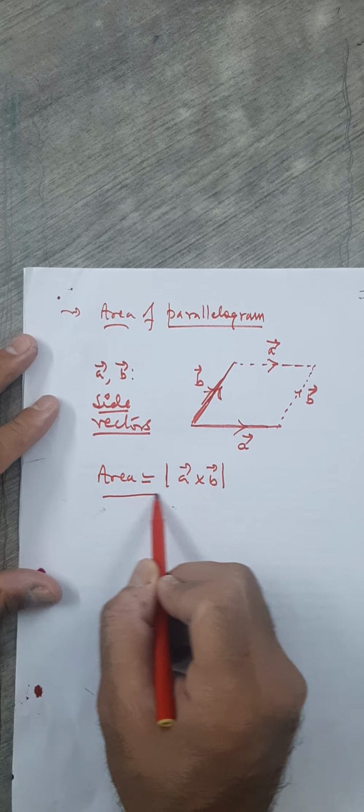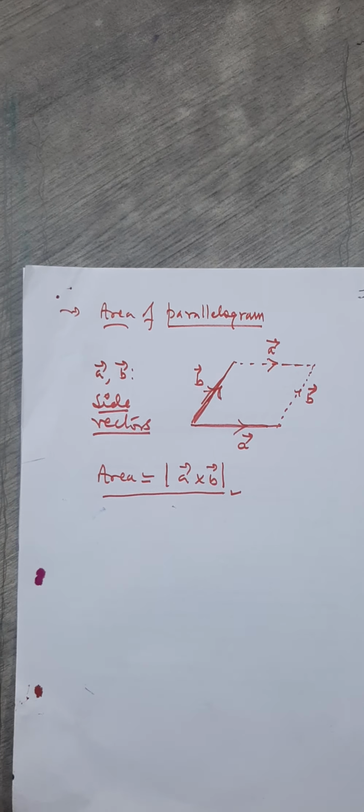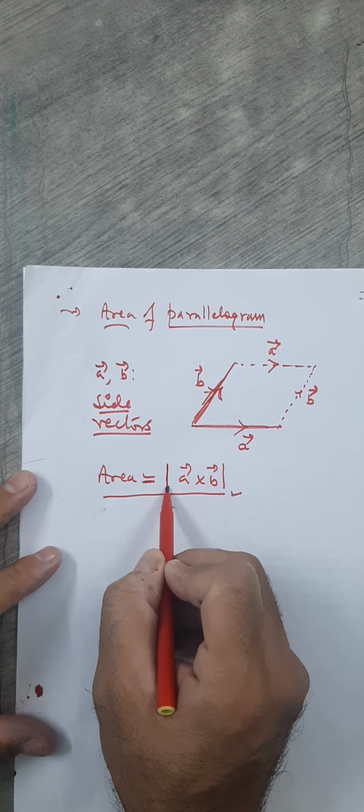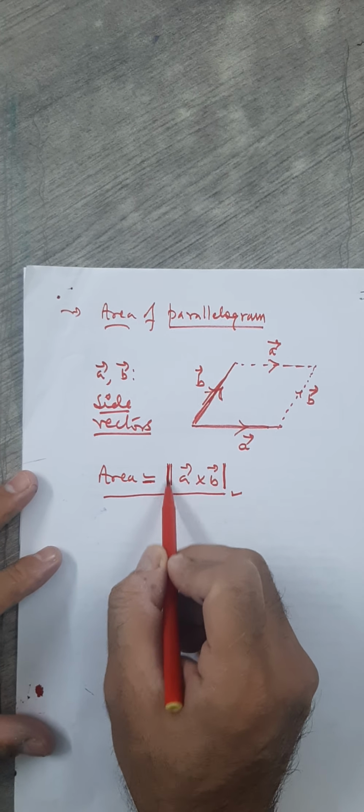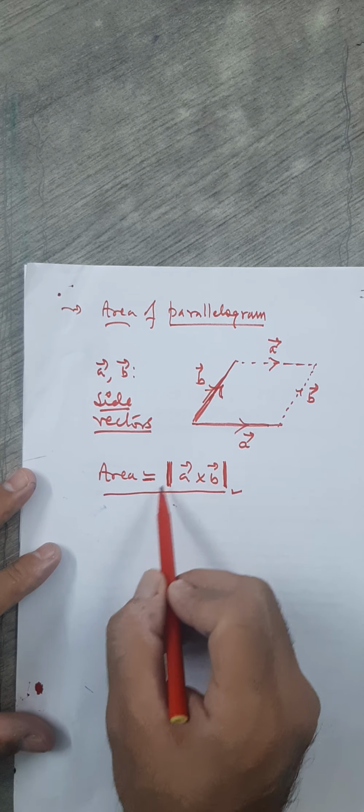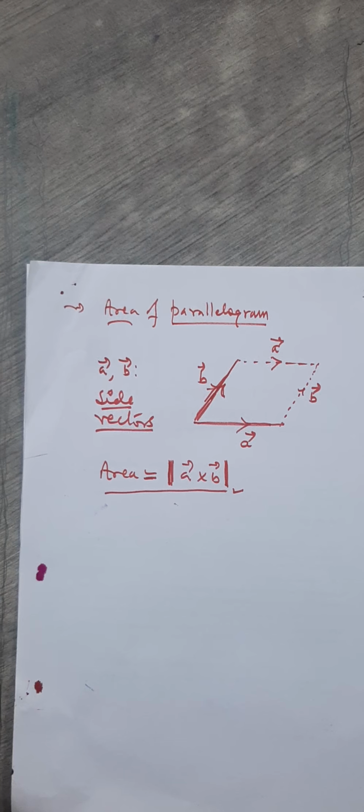Cross product of two sides, remember. We won't have a half in front of this. Half will not be there if you have just the cross product of two sides with magnitude. Why will half not be there? Because it's double the area of the triangle.